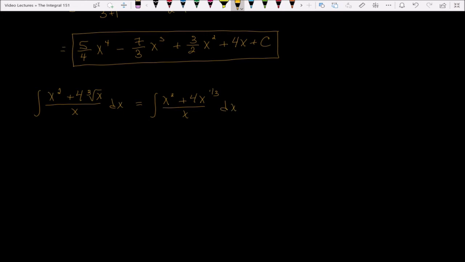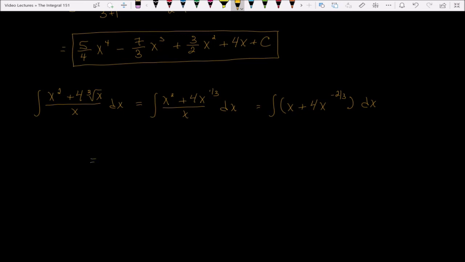However, notice that the denominator is a monomial, meaning we can take each term in the numerator and divide it by the denominator. That'll leave us with the antiderivative of x squared over x, which is x to the first power, plus 4 times x to the 1/3 over x, that's 1/3 minus 1, so x to the negative 2/3 power.